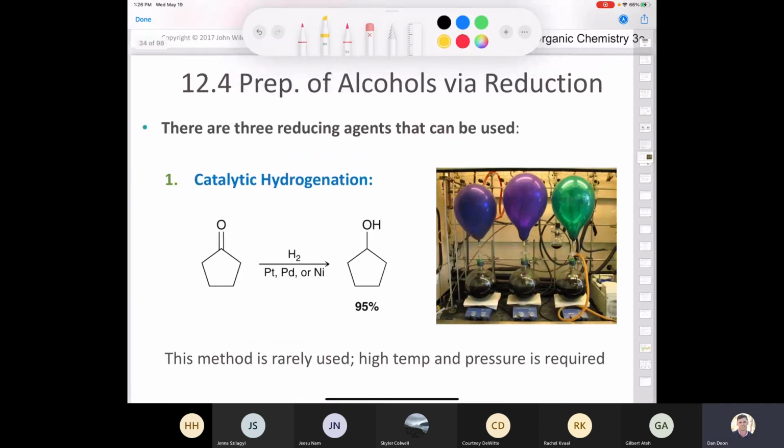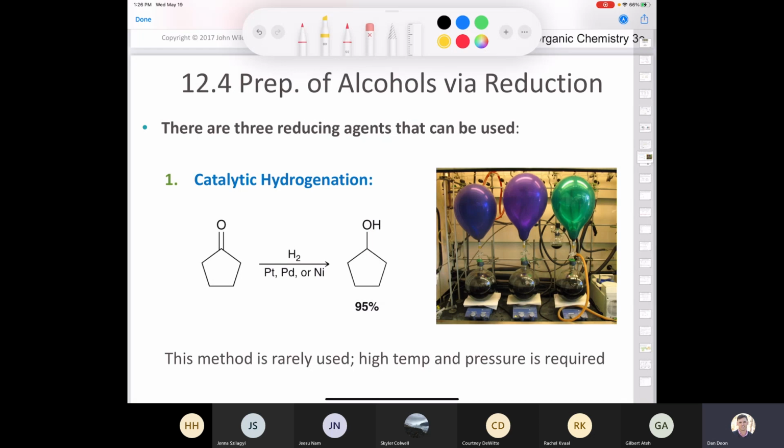Let's talk about some ways that we could make an alcohol by reduction. We can use catalytic hydrogenation. You guys remember catalytic hydrogenation, right? We looked at the hydrogenation of an alkene using hydrogen and palladium, platinum, or nickel. And we also looked at the hydrogenation of an alkyne using the same conditions to completely reduce it, or we looked at the reduction of an alkyne to make an alkene using hydrogen and Lindlar's catalyst.